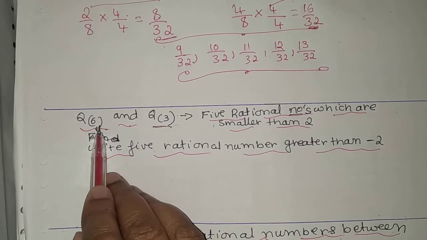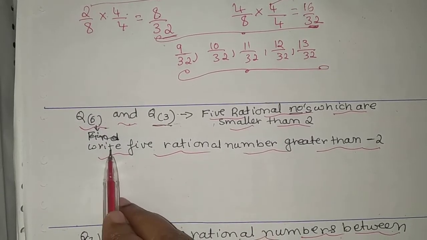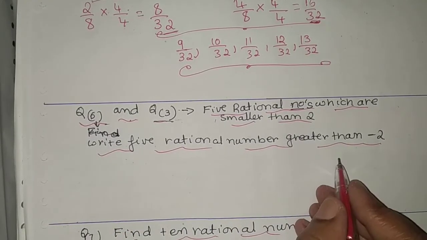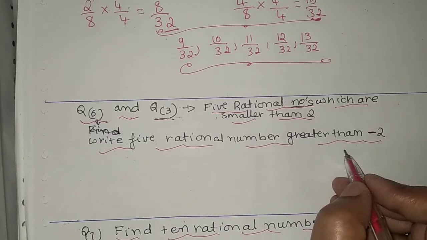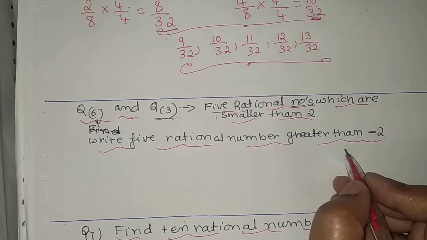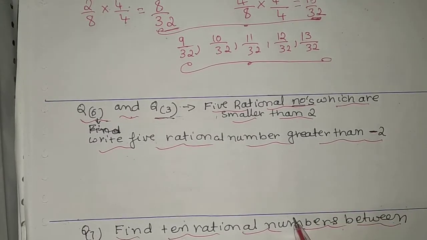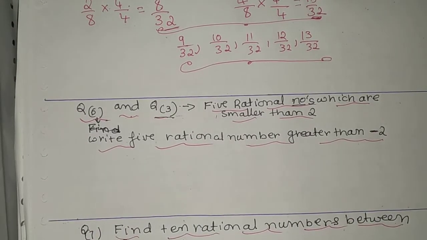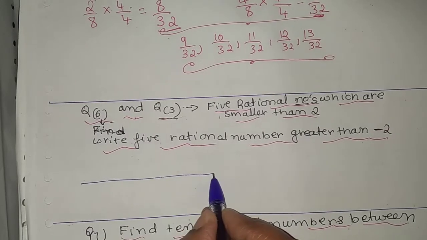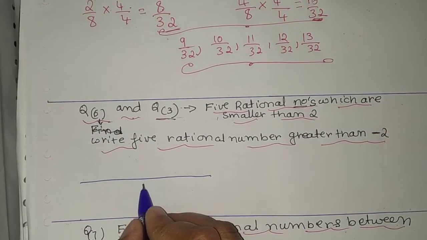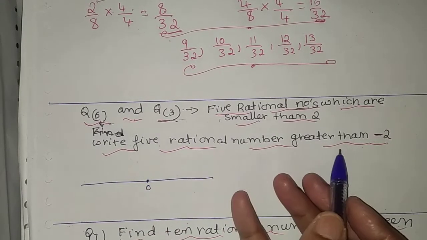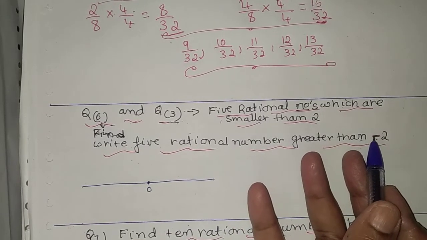Now we can move on to question 6. What is question 6? They have asked us to write 5 rational numbers greater than minus 2. So I'll write down the number line. What is the number line? See this one, this is a number line. Consider this is the number line. This is 0. They have asked for numbers greater than minus 2, less than 2.